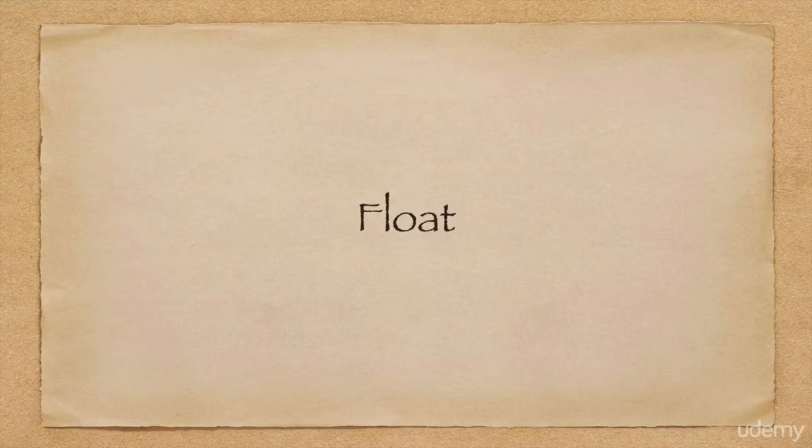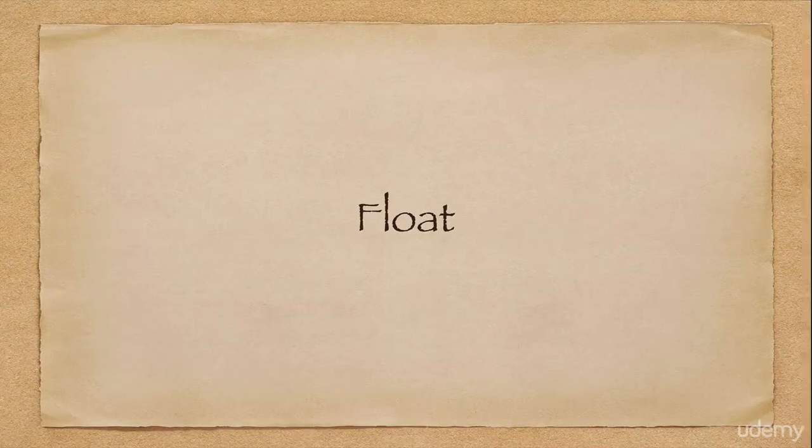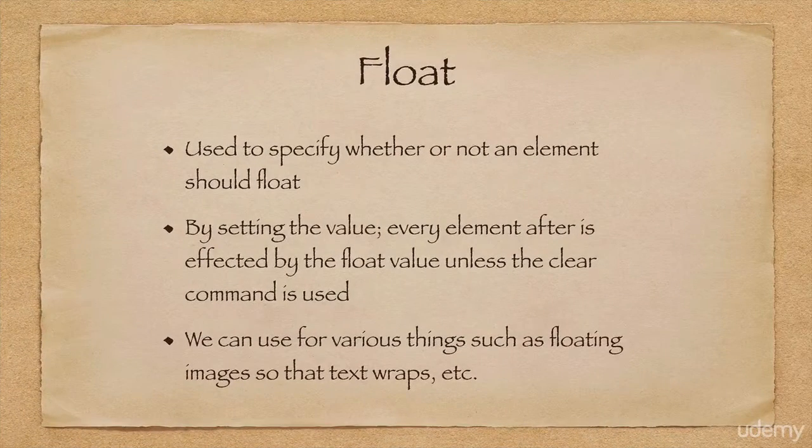So in this lecture, we're going to take a little look at float. Float is used to specify whether or not an element should float. By setting the value, every element after is affected by the float value unless you use the clear command. And we can use various things such as floating images, the text wraps, etc. So what float does in essence is it's a positioning functionality.